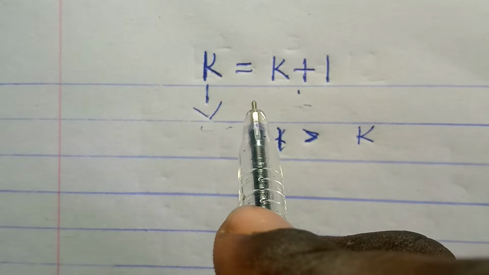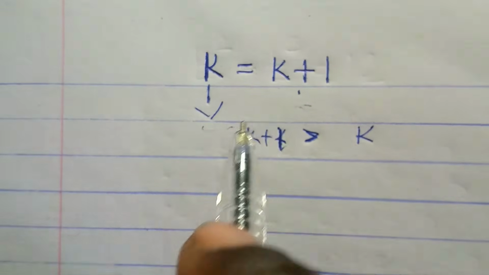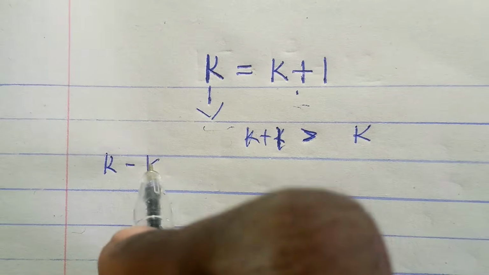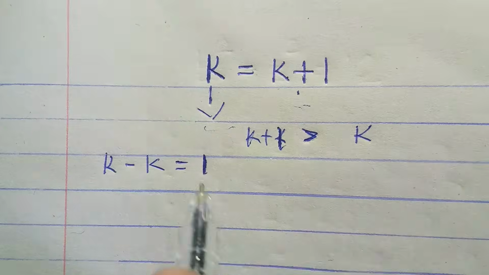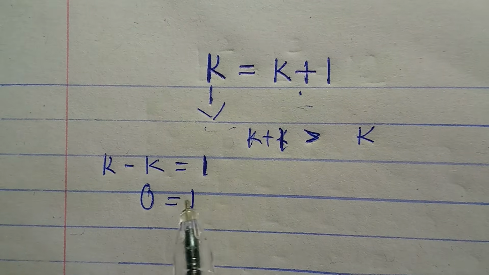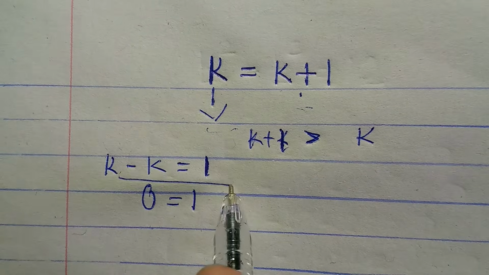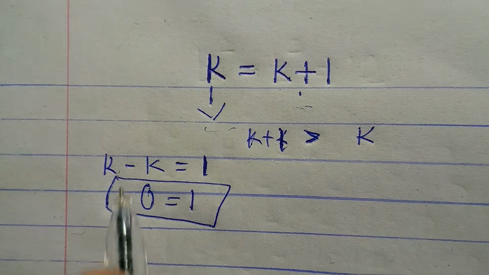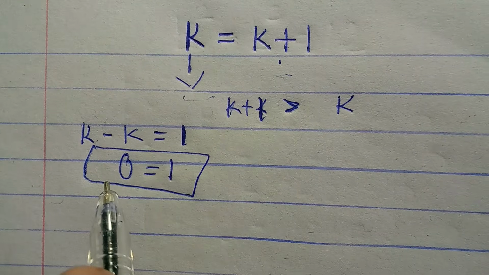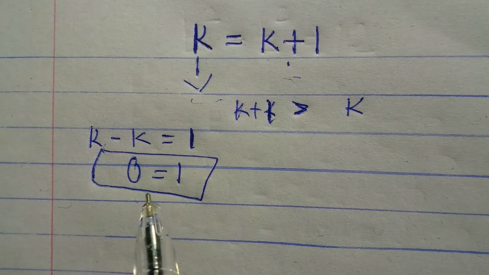And if you still doubt this, let's collect like terms. Collecting like terms, we are going to have k minus k equals 1. So we have 0 equals 1. So this is still not possible. This is mathematically undefined.